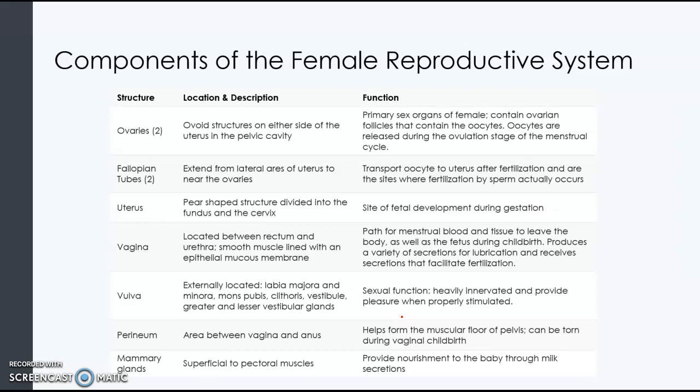Okay, this is a list of the structures that compose the female reproductive system. I will just concentrate on the ovaries and what hormones they produce. They contain the oocytes, or the immature eggs, and it doesn't say the hormones, but they produce estrogen and progesterone, hormones that help regulate the menstrual cycle.